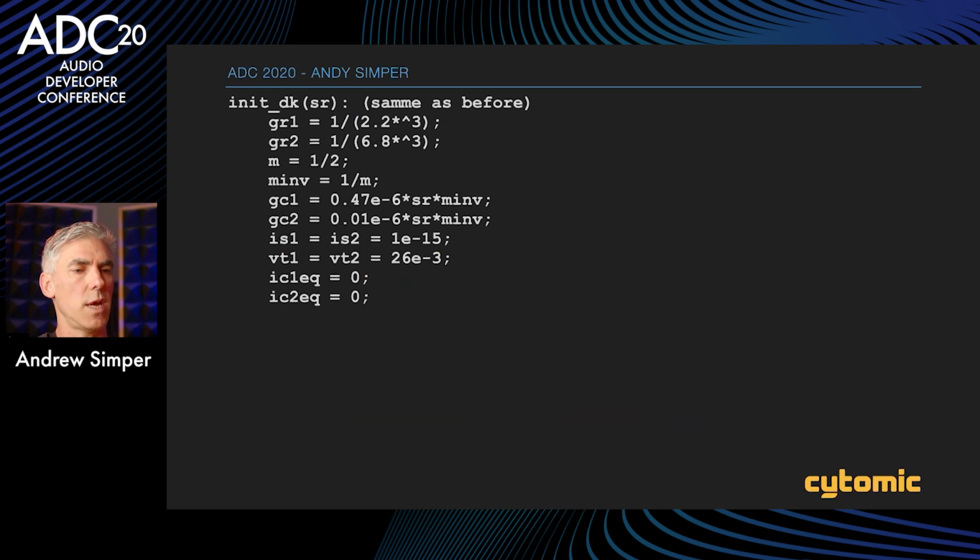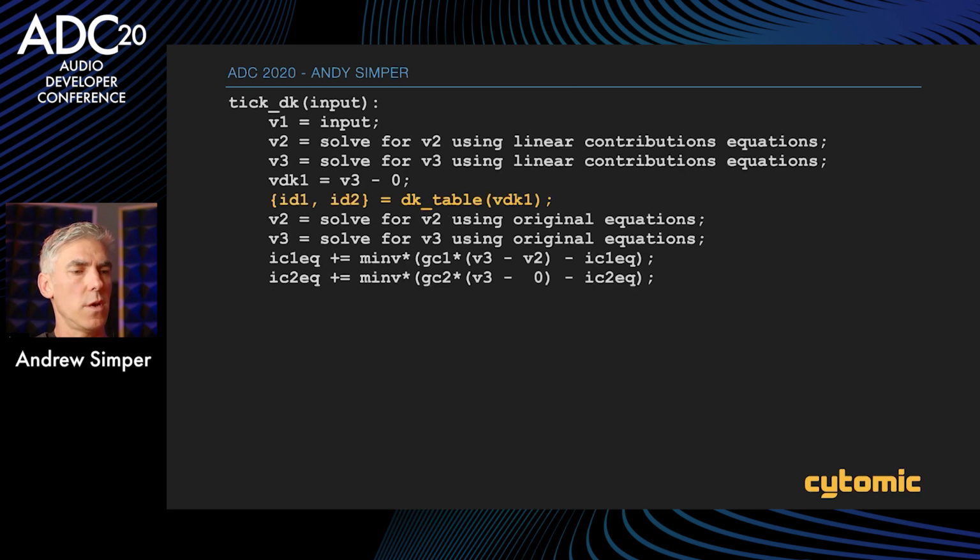And so this is the init, which looks the same as our other one. And here we go. So we solve for the linear contributions, and then we calculate our VDK, which is V3 minus 0 in this case. And then we stick that into this function, which can be any kind of function, and you can pre-compute this. This is the good bit. This is the pre-compute. You get your two currents for the diodes back out. You add those back on, and you get your answer, and you're out of there.